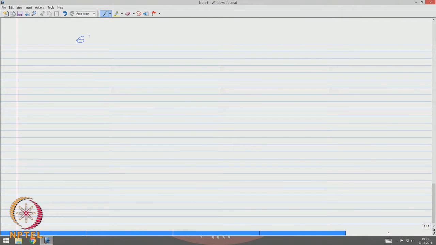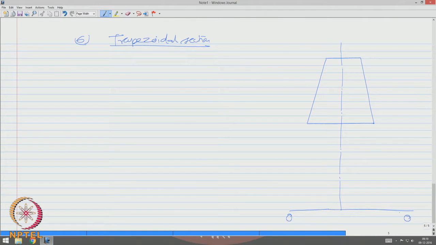Let us go for trapezoidal section. Look at the OO plane. Let us say this is B1, this is B2, and this is R1 and this is R2.